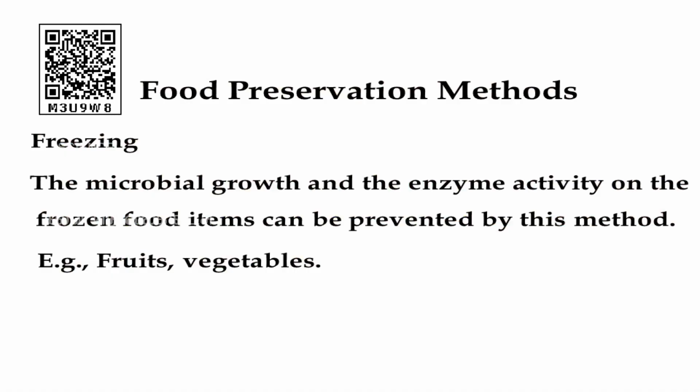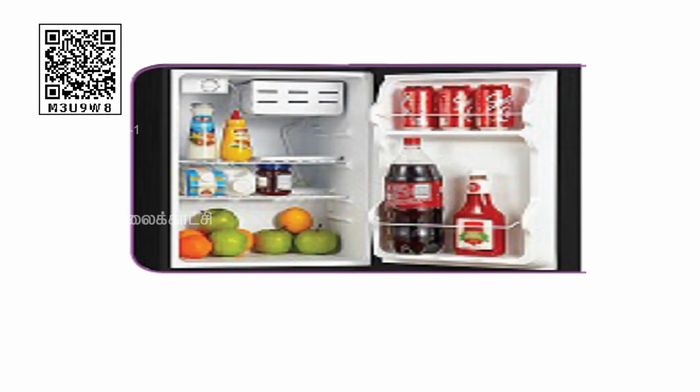Now, what is called freezing? If you expose the fruits and vegetables to a low temperature, which means a frozen condition, definitely it will avoid microbial growth. The microbial growth and the enzyme activity on frozen food items can be prevented by the method of freezing. So fruits and vegetables are kept in the refrigerator. Why? Only to avoid the microbial growth and the enzyme activity.